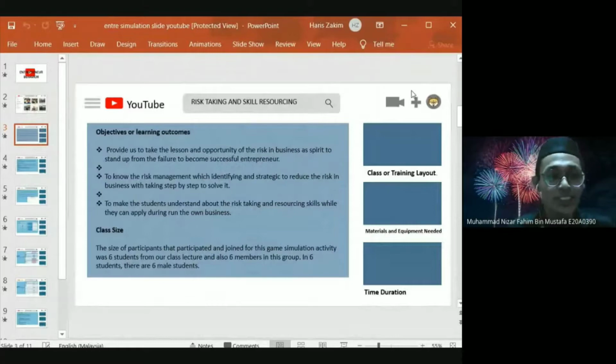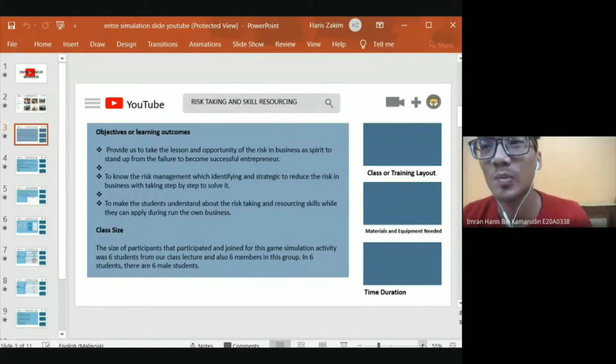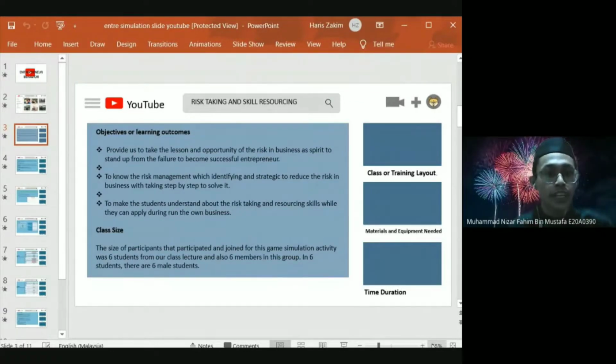Second, to know risk management, which is identifying and strategizing to reduce risk in business, taking step by step to solve it. And the final is to make the students understand risk taking and resourcing skills, so they can apply them when running their own business.